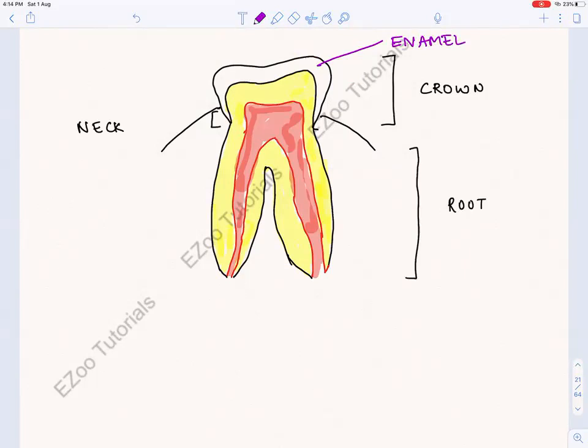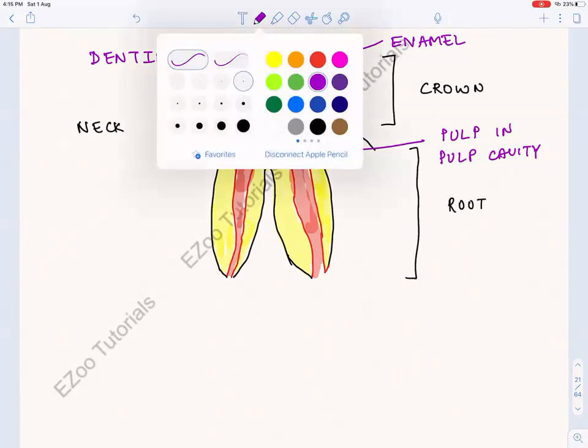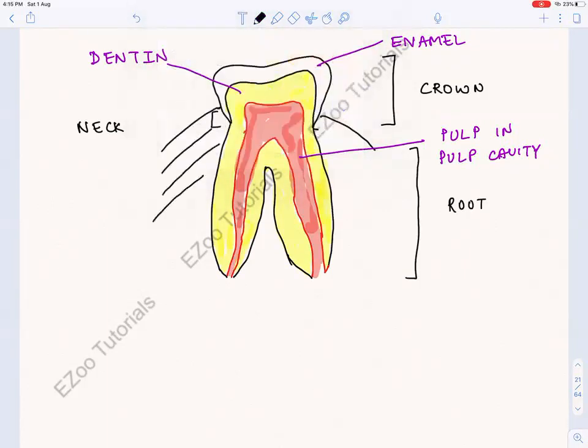Then this yellow portion is what? Dentin. That's not a dirty tooth. I've just done it yellow. Don't think that that's some dirty teeth. And this is the pulp, in the pulp cavity. And this that I am going to draw with black, what is this? This is the bone, or we can say the alveolar bone.